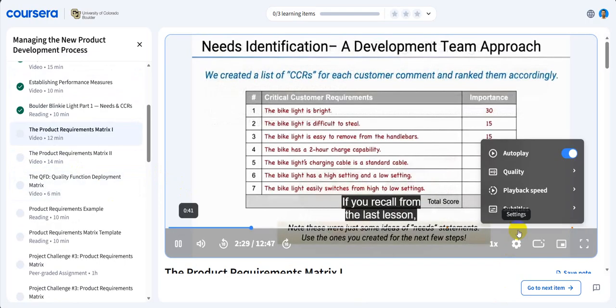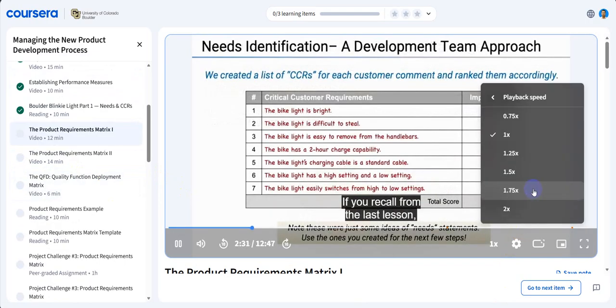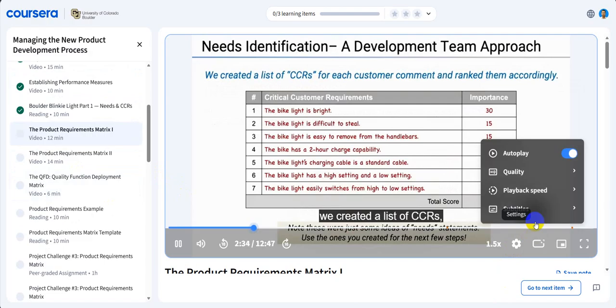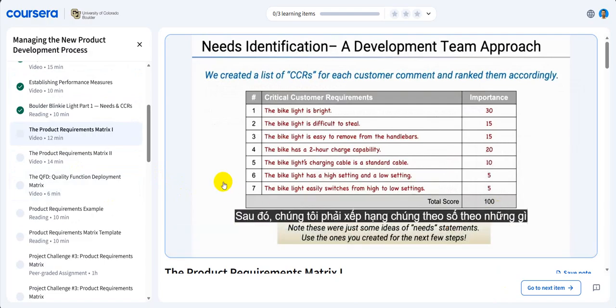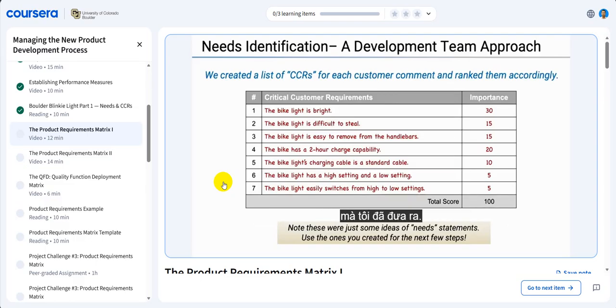If you recall from the last lesson, we created a list of CCRs, critical customer requirements, for each of those customer comments or customer statements that the customers told us during the interview process. We then had to rank them numerically according to what we thought was really important and what we thought was less important, based on either how we interpreted the conversation we had with them during the interview, or perhaps they told us directly what was really important. Note that these are just some example CCRs that I came up with. Use the ones that you created for the next few steps, as it will make a lot more sense. Just use what we're going to do here as a way to understand the process.